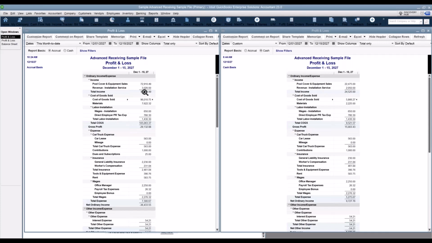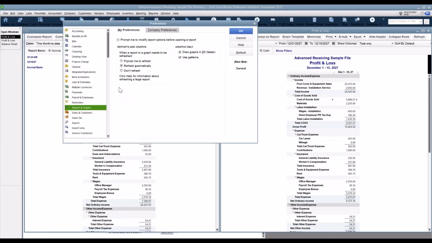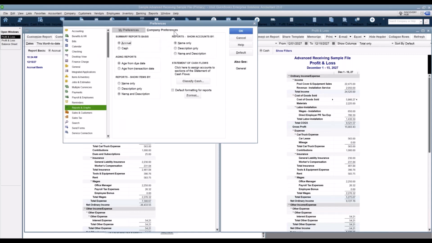So how do I know if I have my file set up for cash or accrual? Well, there's a couple of ways to find out. The way we actually set it up, if I go to my preferences page under Edit and Preferences, and I look at my Reports and Graphs, if I go over here to Company Preferences, this is where I would set it up. Now, in my file, I have it set up for accrual, but I can always change it, even at the report level, which I'll show you in a second. But I do have mine set up for accrual basis. But if you do set it up for cash, know that you can always switch it back, okay?